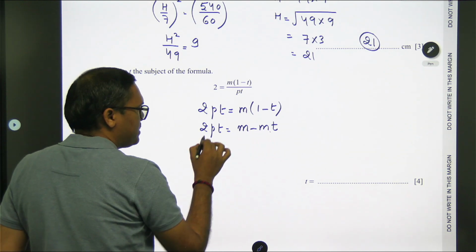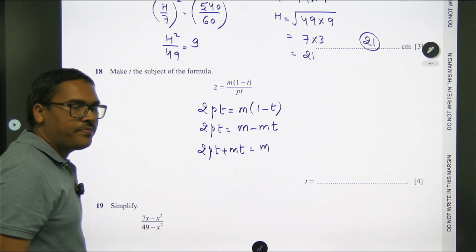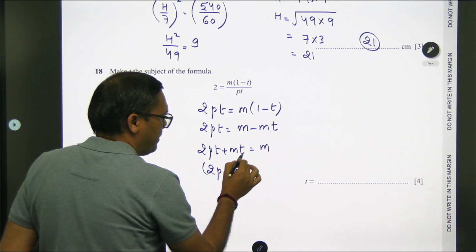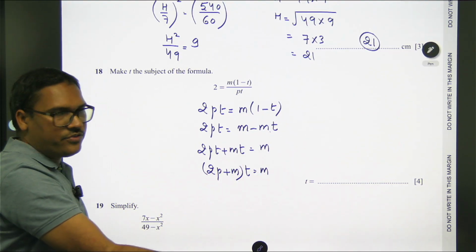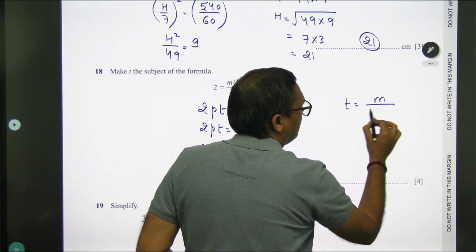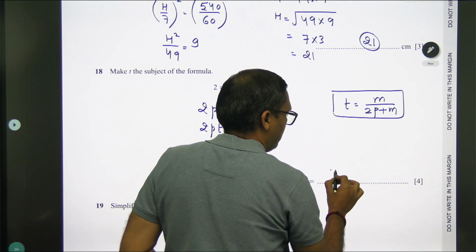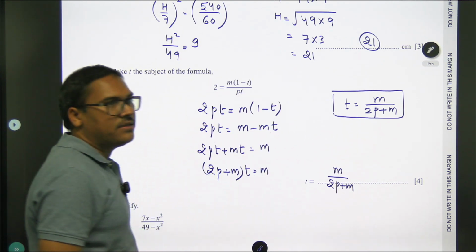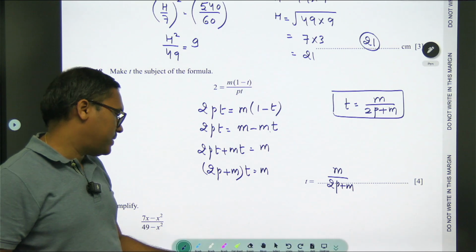So if I take this on this side, this is 2pt plus MT is equal to M. So what I can say is this is (2p plus M) multiplied with T. I have taken T common. This is equal to M. So if I take this term on this side, multiplication will become division. So T will become M upon 2p plus M. This is the answer for this question, M upon 2p plus M. This is the value of T. This is how you can make the subject. So let's check the answer. M upon 2p plus M is the answer for this question.